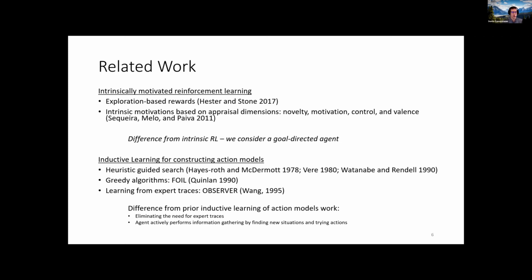And then there's been some work looking at intrinsic motivations that are based on appraisal dimensions from work on emotions. For example, novelty here is related to the proportion of an action being taken in a state, where if an action hasn't been taken very much in a state, it would have higher novelty. So one of the main differences from an intrinsic reinforcement learning agent is that here we're considering a goal-directed agent.